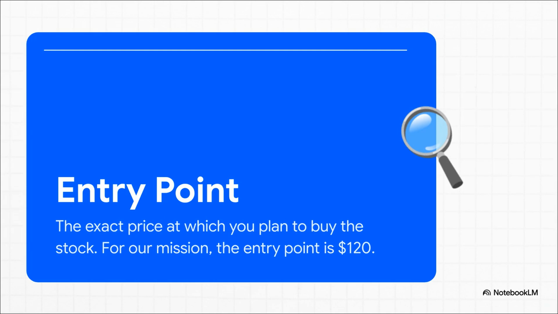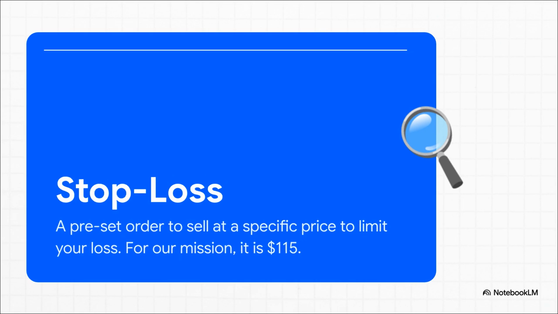First up, the entry point. This is our trigger, our green light. We've looked at the chart for MTI and decided that if the stock hits $120, that's our signal to buy. It has to be precise. Next up, and this is probably the most important part, our stop loss. This is your mission's safety eject button, literally. If the trade goes sour and the price drops down to $115, we have an order already in place that automatically sells for us. This guarantees our loss never gets bigger than what we planned for.